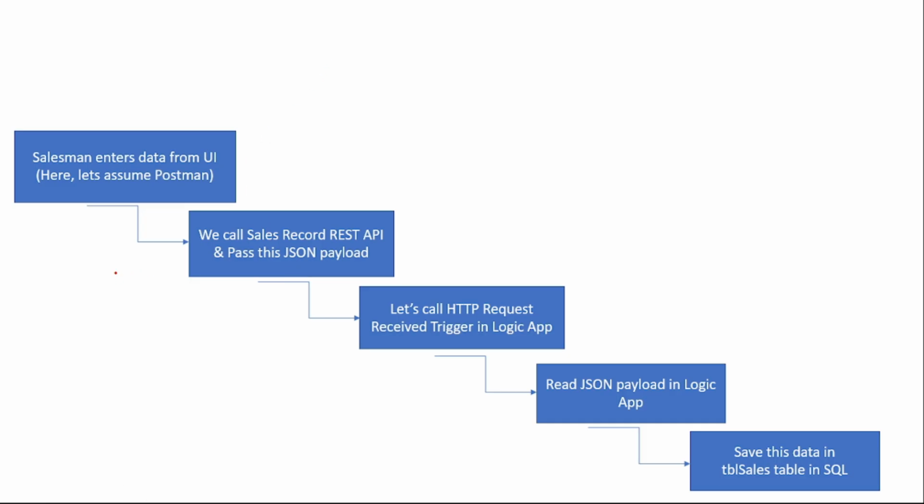So guys, the overall flow will be like this. That is, a salesman enters data from UI. Now for this video, we will not create UI, but instead we will use Postman. So basically we will call the sales record REST API and we will pass this information in JSON payload. Then we will call the HTTP request received trigger in Logic app. And then in that Logic app, we will read that JSON payload. And finally, we will save this data in our SQL server. And now let's go to Visual Studio.